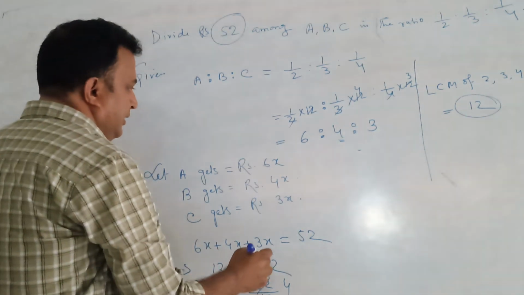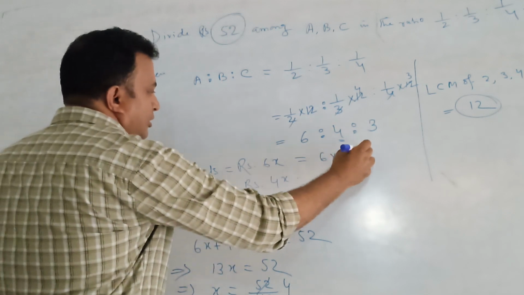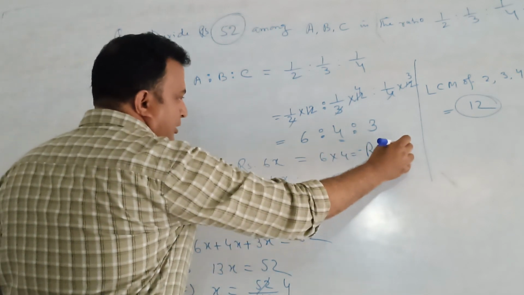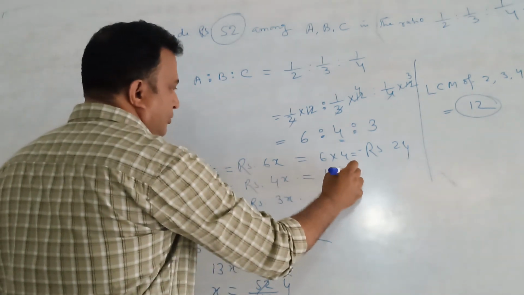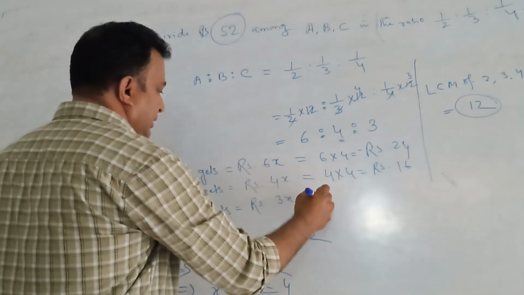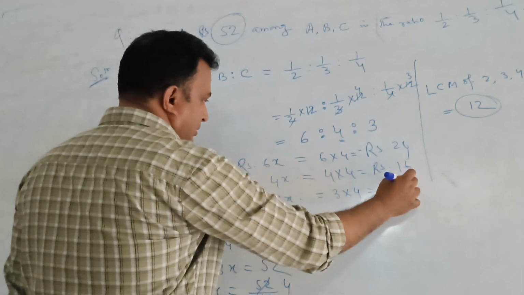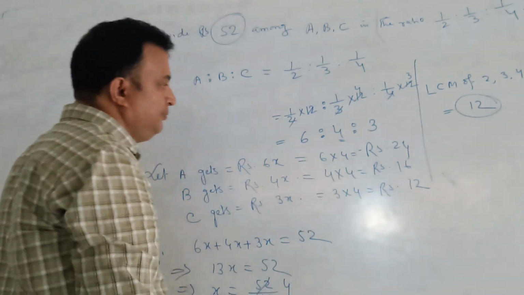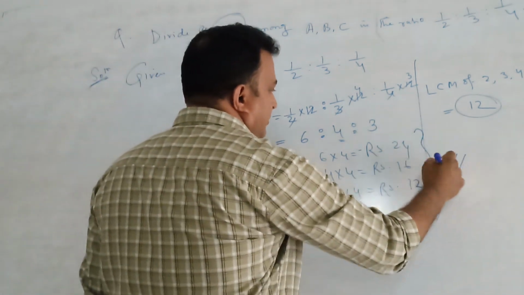Therefore A will get 6 into 4 is equal to rupees 24, and B will get 4 into 4 is equal to rupees 16, and C will get 3 into 4 is equal to rupees 12. So this is the result.